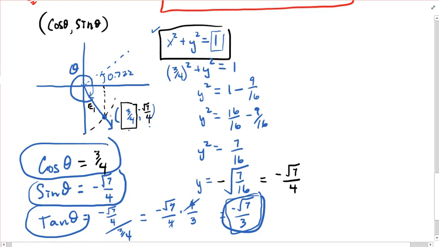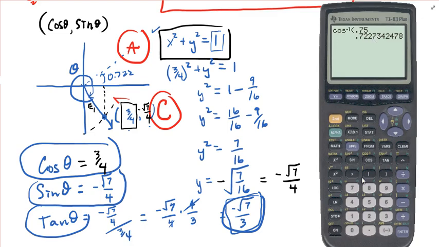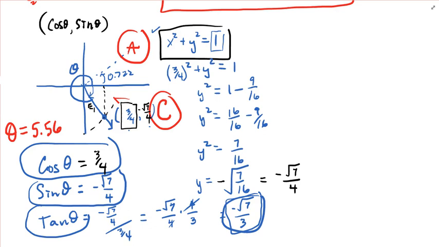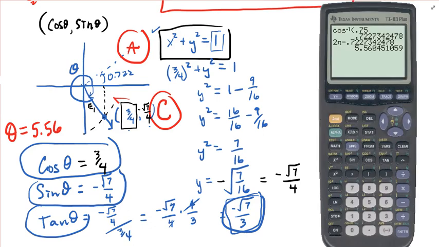Because remember the CAST rule. The CAST rule says cosine is positive here and cosine is positive here. So this theta is actually 2 pi minus 0.722, and that would be reasonable. So 2 pi minus 0.722, I'll put some more decimals in there, 2, 4, 7, 8, okay? And so I get 5.56. So it looks like our theta in reality is 5.56 radians or so if we just round that.